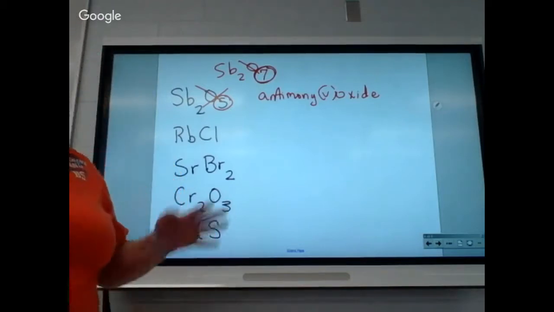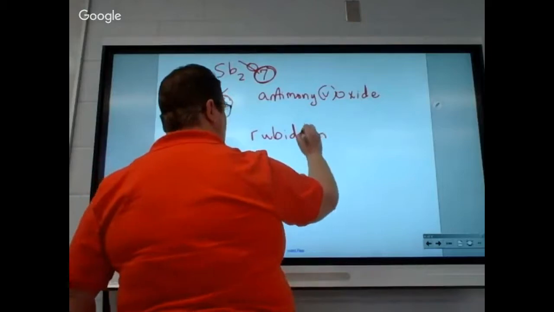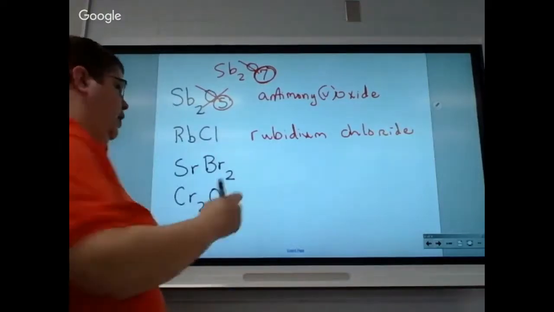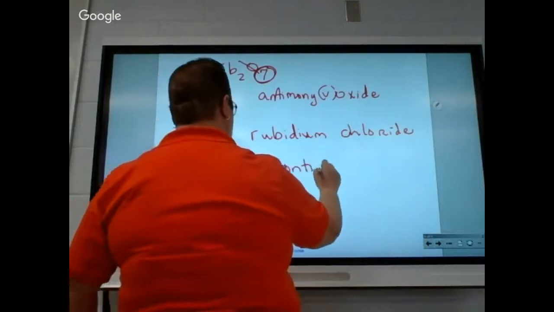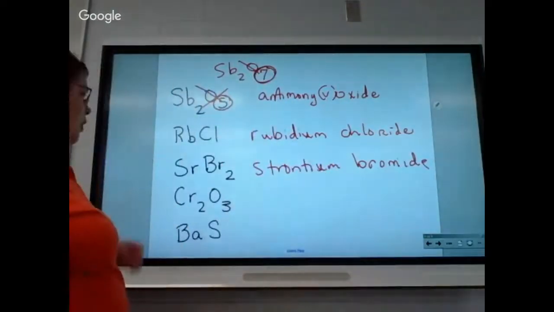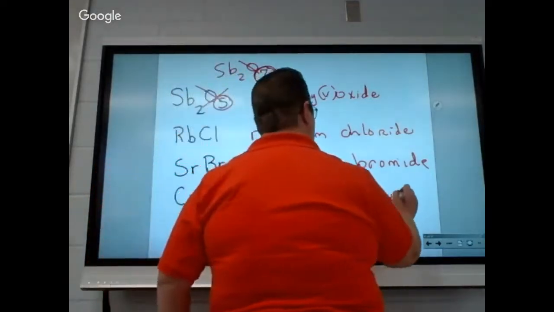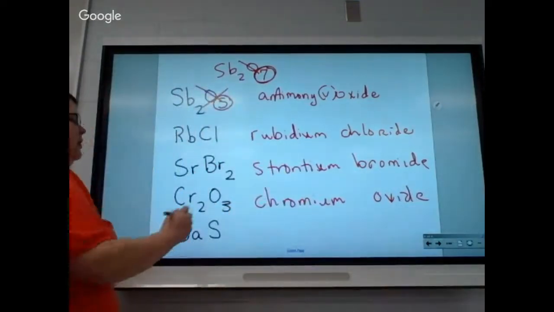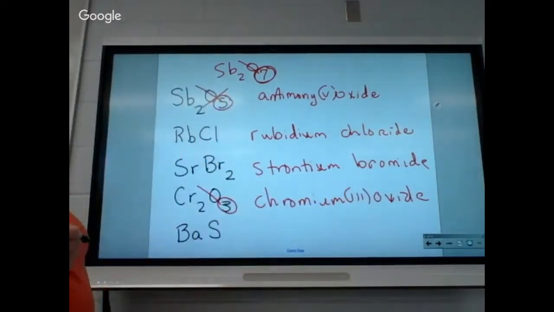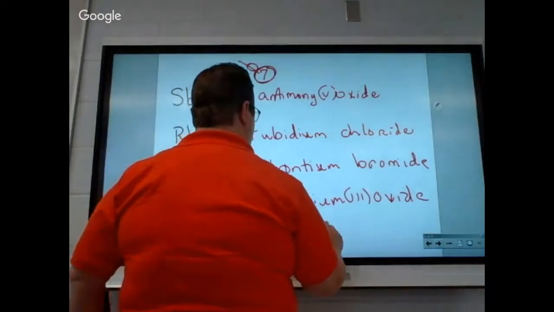What did RbCl tell you? Roman numeral or no? No. So you wrote rubidium chloride. All right, number 3. What'd you find out? No Roman numeral. So strontium bromide. And what'd you find out on number 4? Yes, so you wrote chromium and then you had oxide and you said, what Roman numeral would I use? That 3. That 3 is what came from chromium. So you wrote 3 right there. And then the last one, yes or no? No. So you wrote barium sulfide.